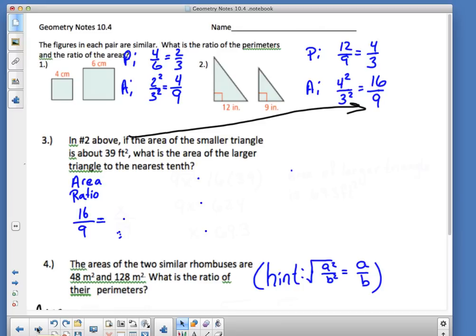Read the question. In number 3: in number 2 above, if the area of the smaller triangle is about 39 feet squared, I was just told the area of the smaller triangle is 39. So I'm going to associate that with my bottom number 9. What is the area of the larger? Well, the larger one is 16, so x to 39 is what I'm looking at to solve for my larger triangle area.